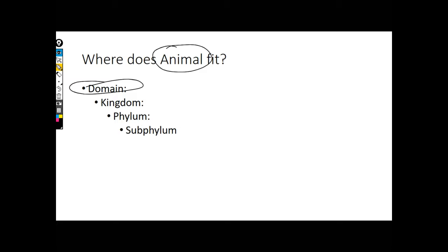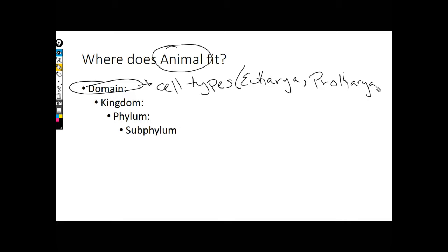So our domain refers to the cell type. What are our cell types? Good. There are actually three, but for what we care about, we're only really going to talk about the two. Prokarya and eukarya. The third one is like archaea, which is like weird extremophiles that live in like seabeds.